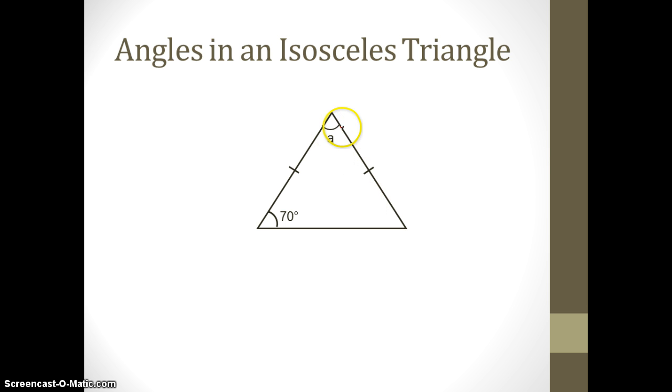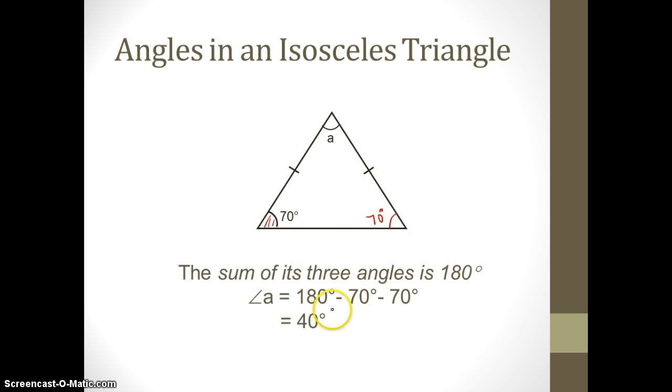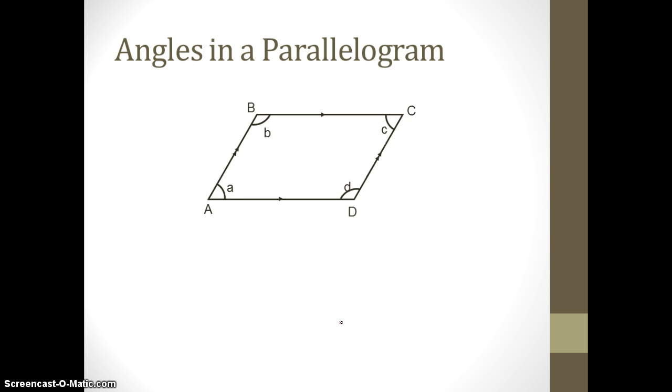Let's look for this angle. Do you know how to find this angle? This is an isosceles triangle. These two sides are the same. This angle is 70. Very good. This angle is also 70 degrees. So how do you find angle A? Angle A, in a triangle, is 180 minus 70 minus 70, which is 40 degrees.